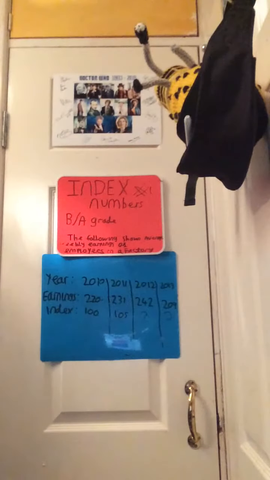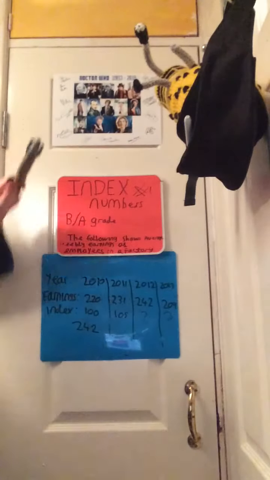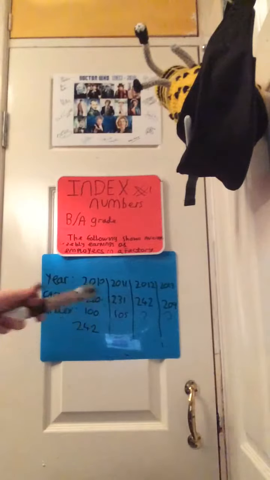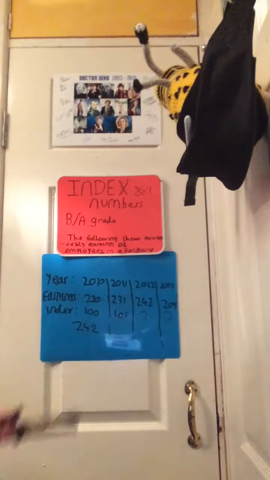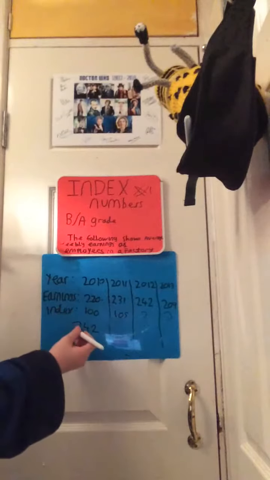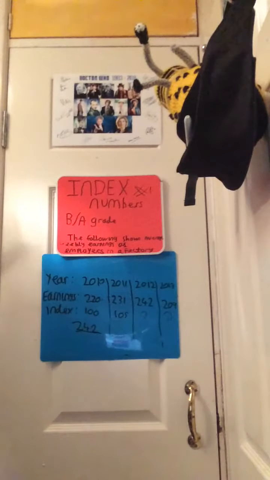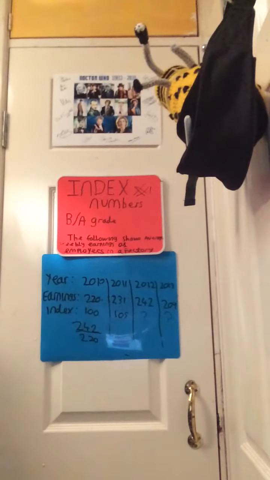There we go. So now we have 242, so we're going to put that down. Now, we have to keep referring back to the base year. I know some of you would be thinking that we have to use the earnings for the previous one, but no, for this we stick to the base year. We always stick to the base year, right? So 242 over 220 times 100, obviously.